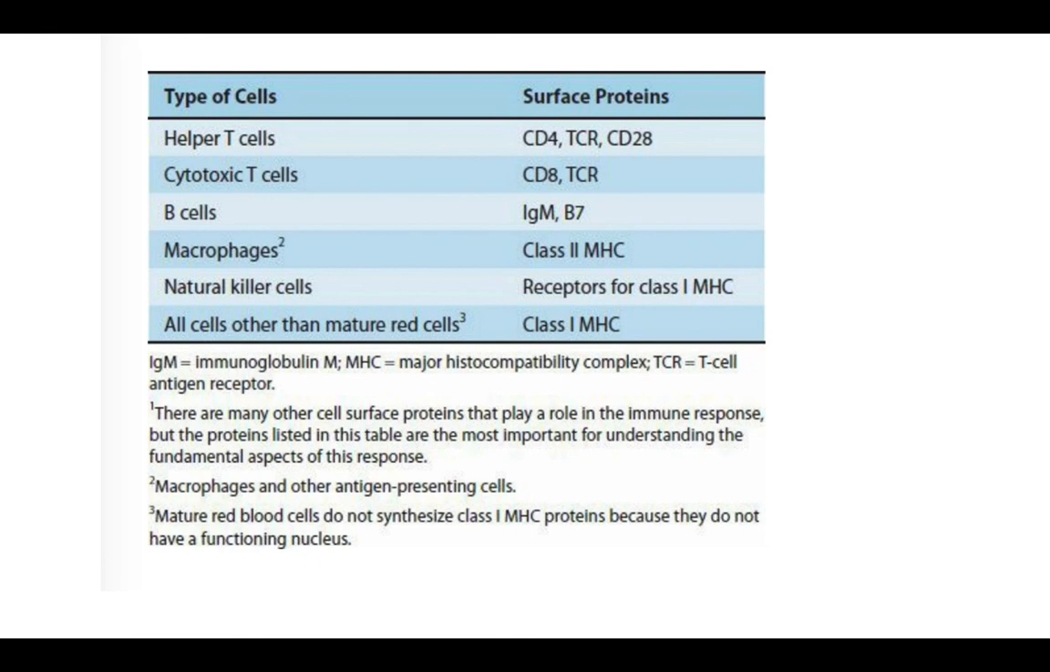So helper T cells: CD4, T cell receptor, CD28 protein. We will talk about CD28 a bit later. Cytotoxic T cell: CD8, T cell receptor. The B cell has IgM and B7. We will talk about B7 later.